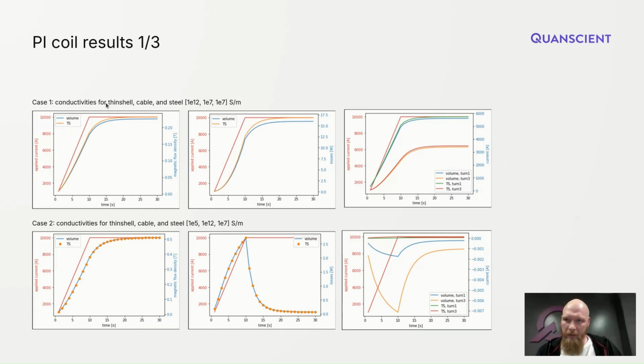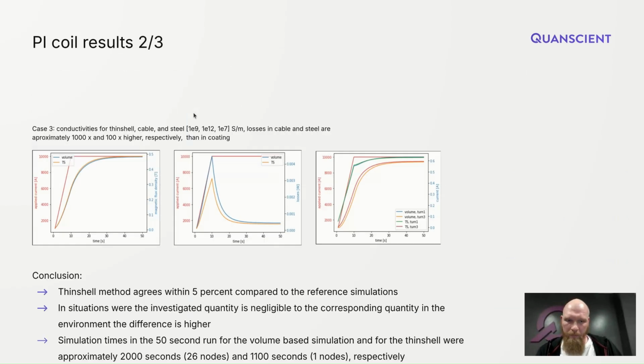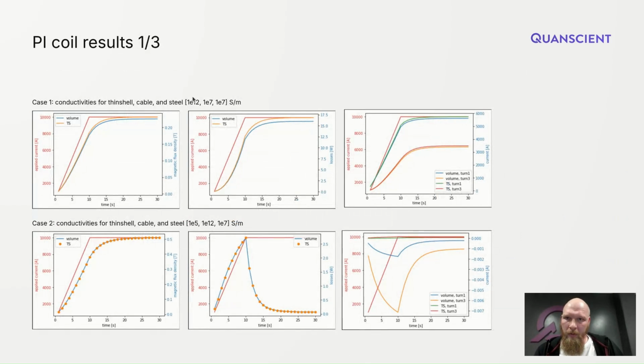Simulation cases, and in the first one, the conductivity for the Thinshell was very high. We wanted to see that the current is flowing in the Thinshell and to compare the net currents between the different models. So in this case, we had the cable conductivity the same as in steel. And on the leftmost figure, you can see the magnetic field dynamics during ramp up.